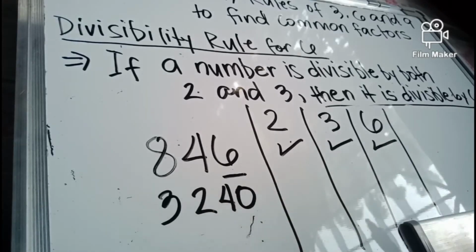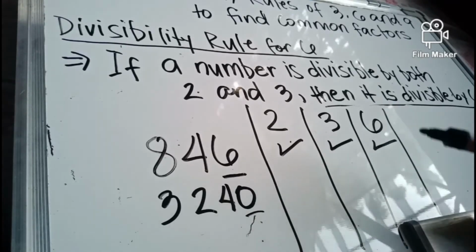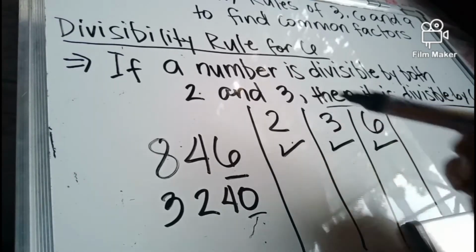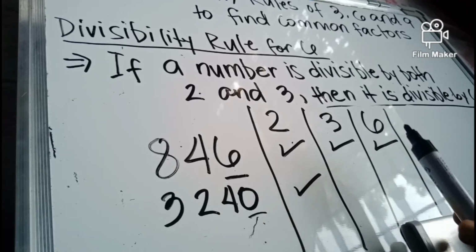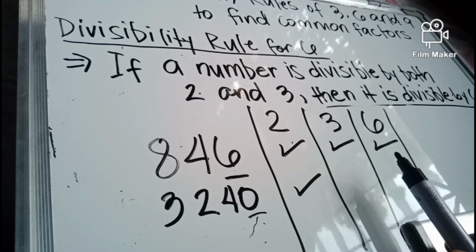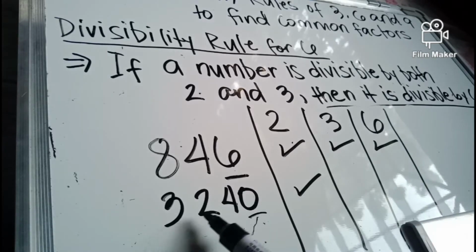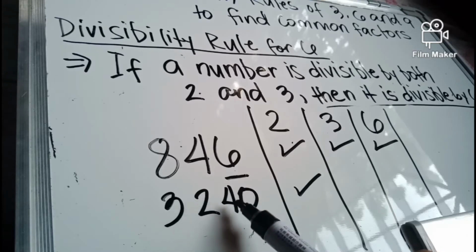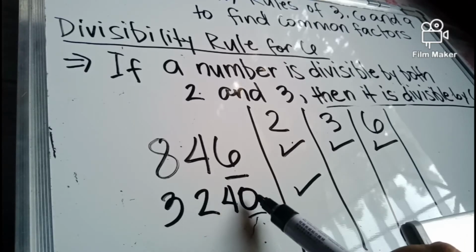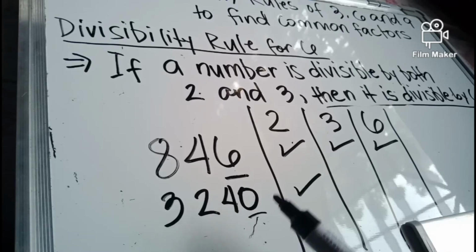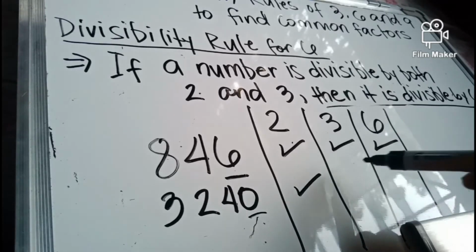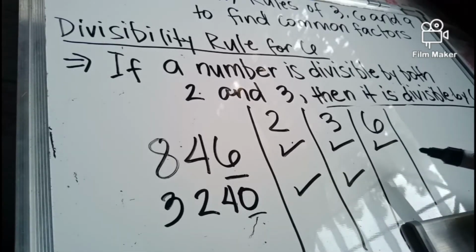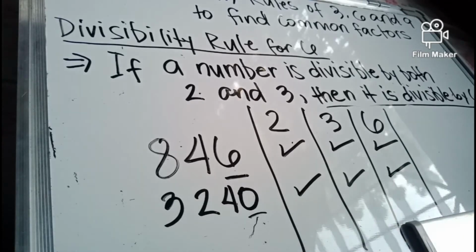Okay, so titingnan natin, 3,240, nagtatapos sa 0. So, pasok siya doon sa rule for 2. So, therefore, 3,240 is divisible by 2. Titingnan naman natin kung ito ba ay divisible by 3 by adding the digits. 3 plus 2 is 5, plus 4 is 9, plus 0 is 9. Therefore, 9 divided by 3 is 3. Therefore, 3,240 is divisible by 3. Then, it is divisible by 6.